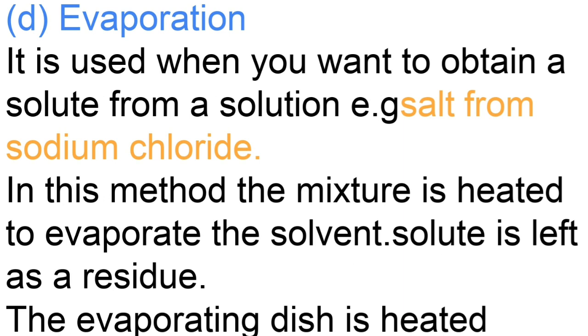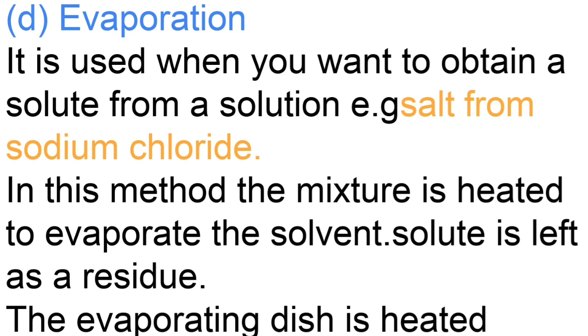The next method of separating soluble solid liquid mixtures is evaporation. And evaporation is normally used when you want to obtain a solute from a solution. So in this case, you don't want the solvent. Instead, you just want the solute. For example, if you want to obtain salt from a solution of sodium chloride.